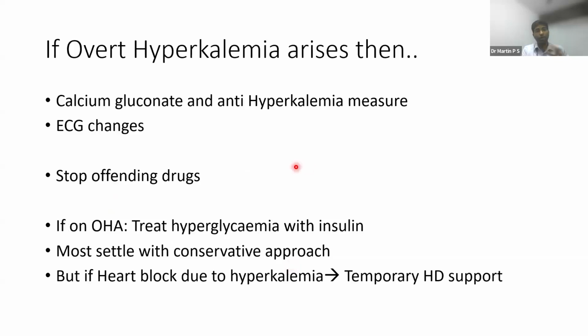But what happens when you get overt, severe hyperkalemia? Whenever that occurs, you have to go in line for the treatment of hyperkalemia. You can give calcium gluconate, can give anti-hyperkalemic measures, and ECG changes may or may not be there. And all these offending drugs which have caused this should be stopped. If the patient is on OHA and is having severe hyperglycemia, it will be a good option to start insulin. When you admit these patients, you start them on insulin. The insulin has two roles. One, it controls the hyperglycemia. At the same time, it controls the hyperkalemia also.